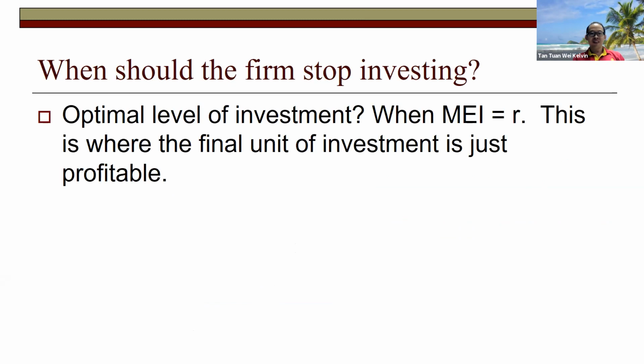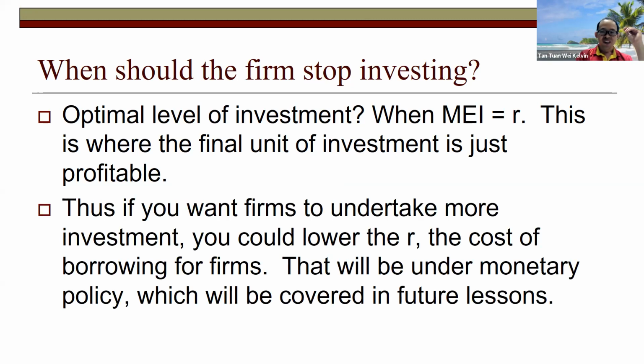When should firms start investing? As I said, the optimal level of investment is where MEI equals R. So the key is this: what if you want firms to undertake more investment? Then you should lower the interest rate. This is the cost of borrowing to the firm. This will be under monetary policy, which will be covered in future lessons.